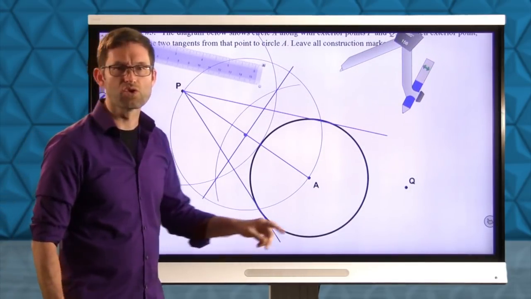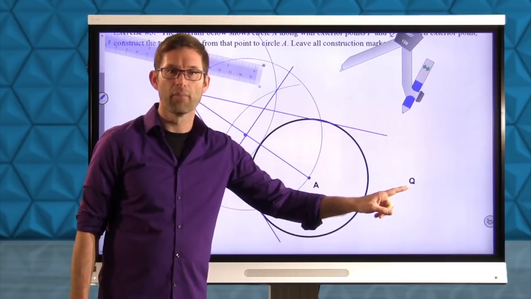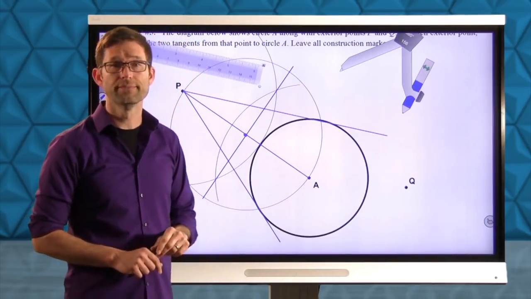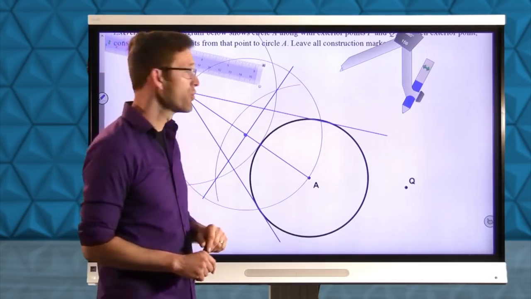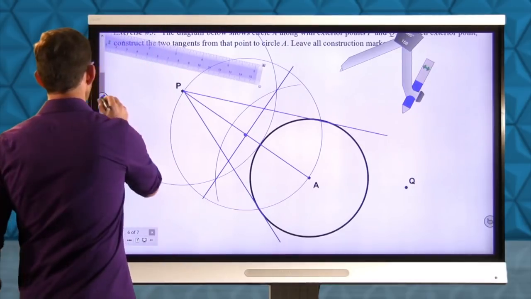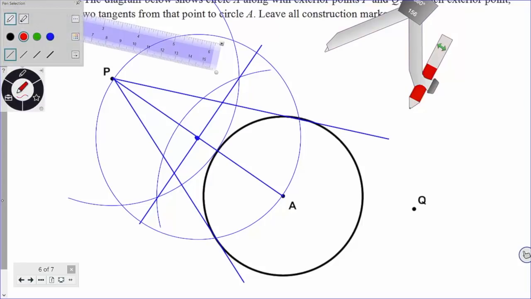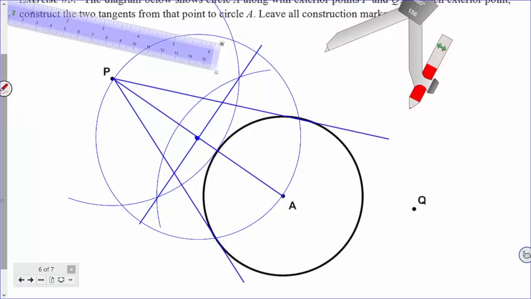See if you can do the construction of the two tangents that come from point Q. All right, take a little bit of time to do that. All right, let's go through them. I'm going to switch over to red, that way, hopefully we're seeing everything in a slightly different color.